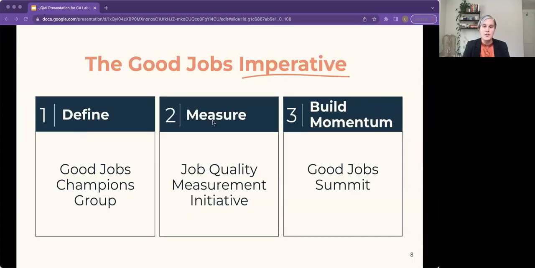In 2022, we also ran a special initiative focused on defining, measuring, and building momentum in support of good jobs. We worked in close collaboration with partners across business, labor, nonprofits, and government, and the U.S. Department of Labor was an especially close and important partner in this work through a formal MOU. So in the next few minutes, I'll talk about the first two pillars of this initiative, how we define and how we measure good jobs.